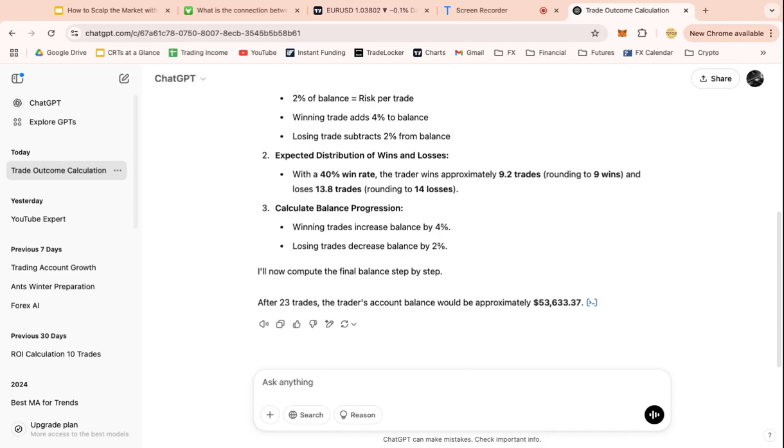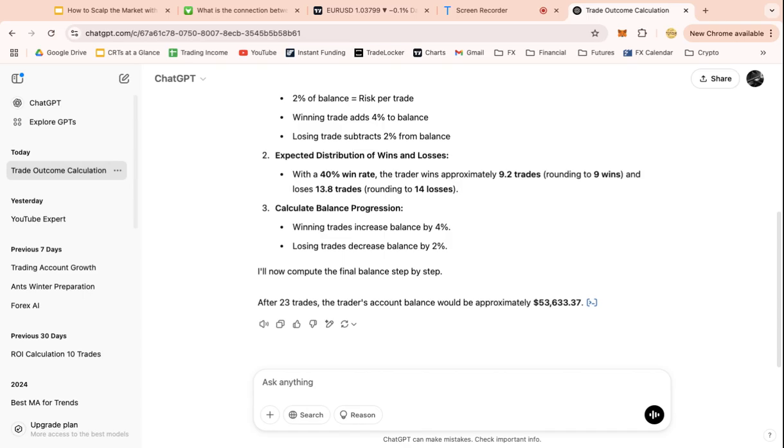All right, so approximately, give or take, you would earn $3,633.37. Okay, we'll say $3,600 with a 40% win rate.